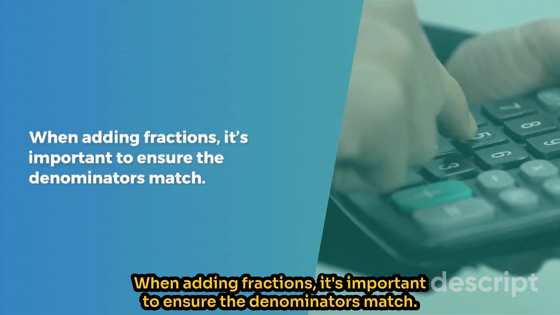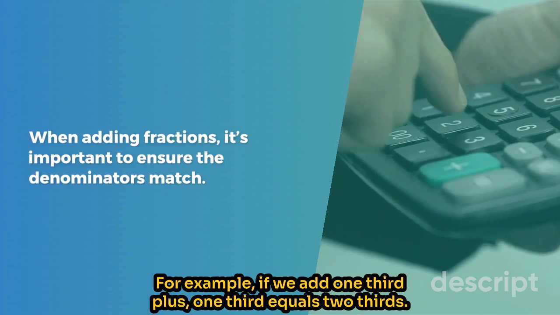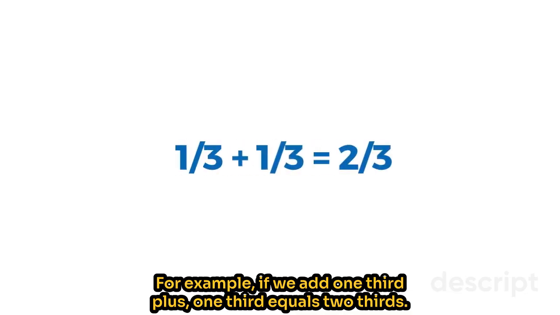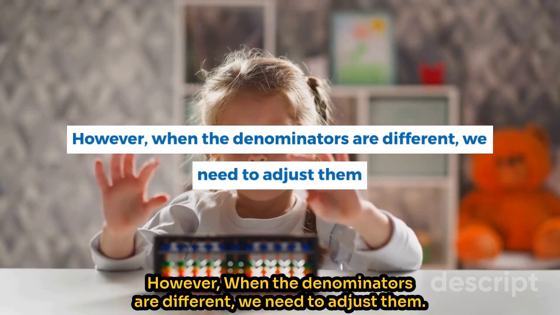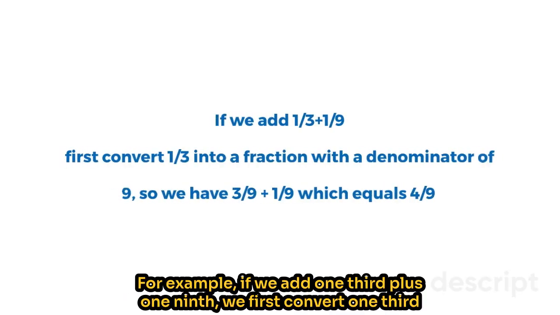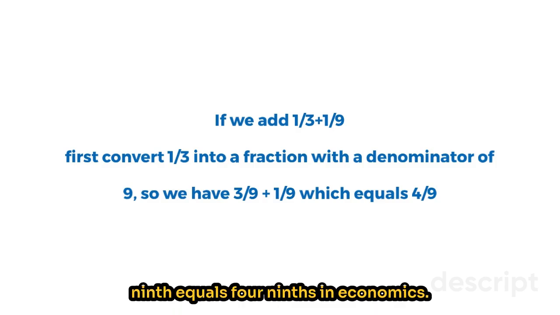When adding fractions, it's important to ensure the denominators match. For example, if we add 1/3 plus 1/3 equals 2/3. However, when the denominators are different, we need to adjust them. For example, if we add 1/3 plus 1/9, we first convert 1/3 into a fraction with a denominator of 9, so we have 3/9 plus 1/9 equals 4/9.